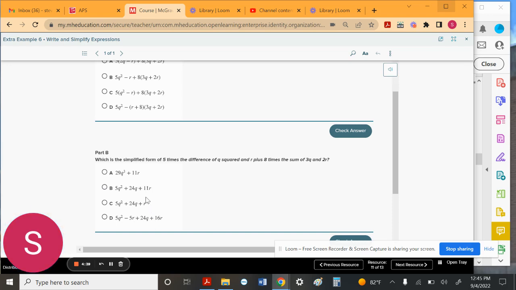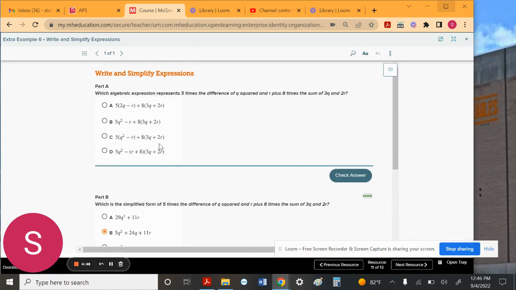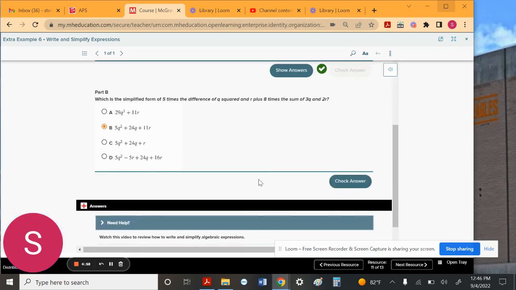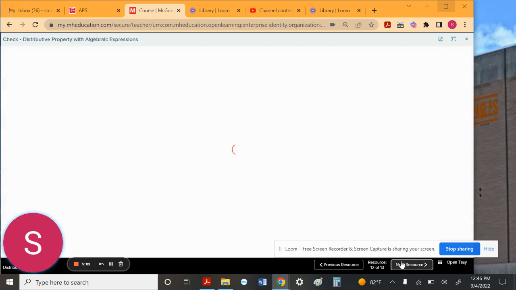So let's see. I just want to make sure that I have the right answer. Yeah, they're all positive. So I'm going to pick that one. So I did get that one. And then by writing it out, it's 5q squared. This one right here. Yes. So it should be C when I check the answer. Both of those are okay. We're moving on to the next one.